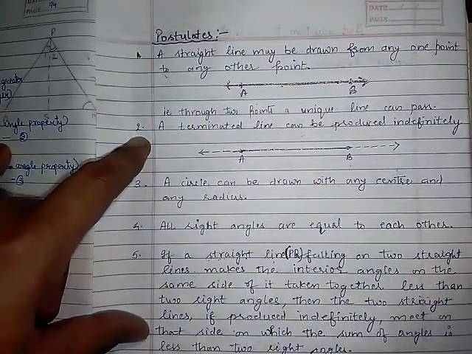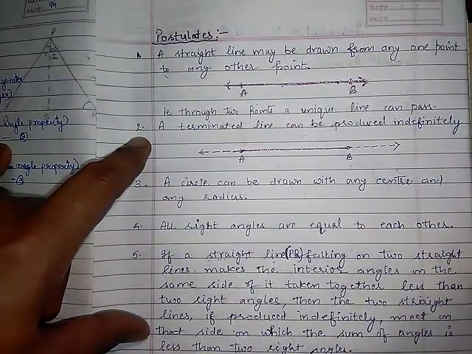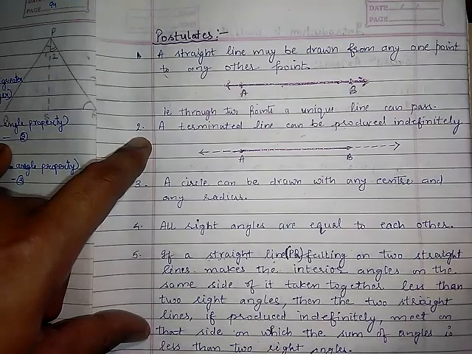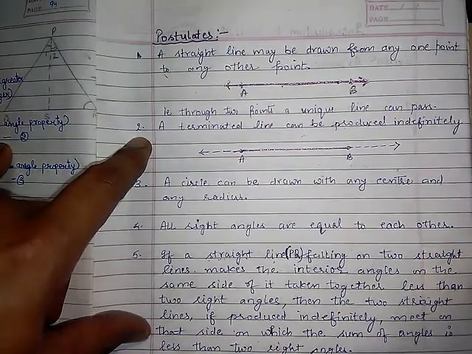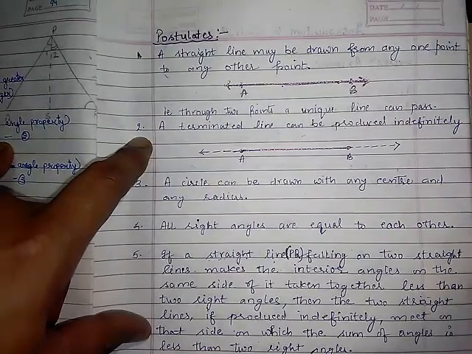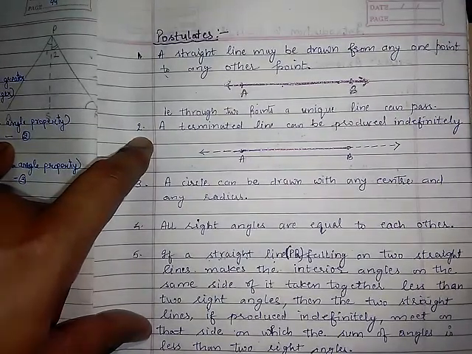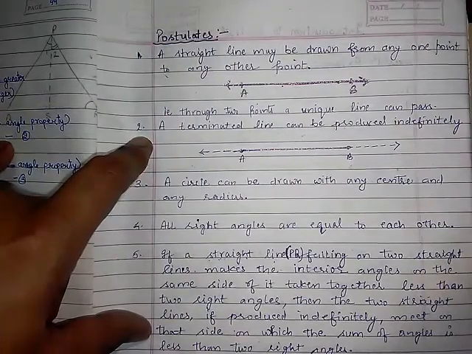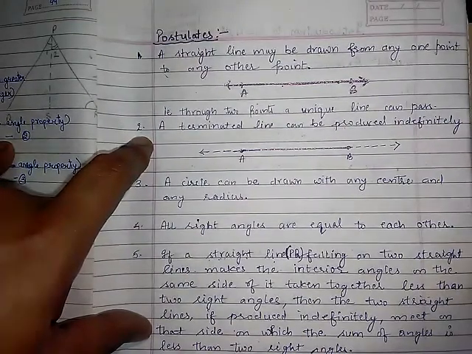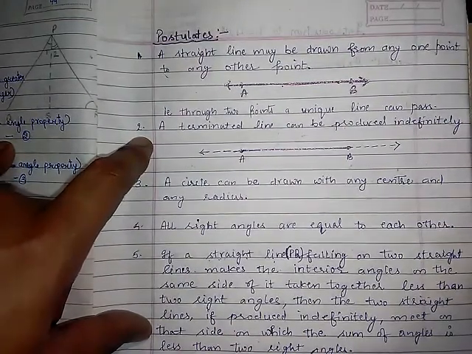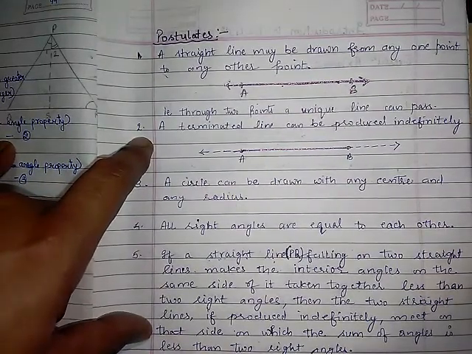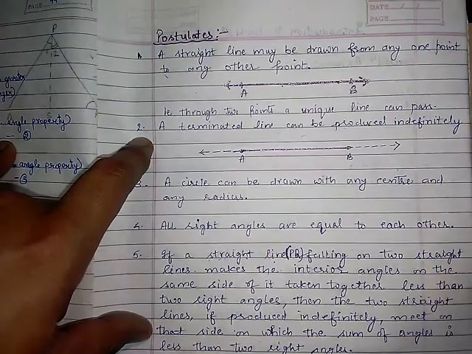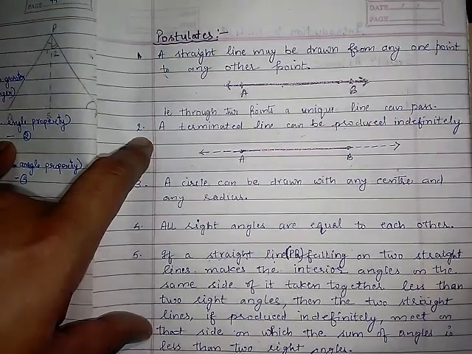A terminated line can be produced indefinitely. First of all, you must be clear with the meaning of a terminated line. You can say a line segment. You know line segment? We have done the definition in 6th class also. Terminated line or line segment, both are the same thing, which have definite length.